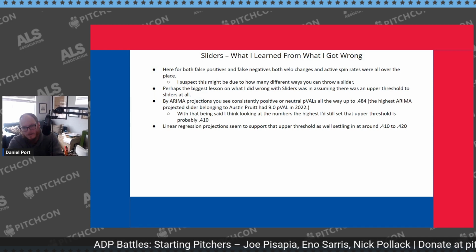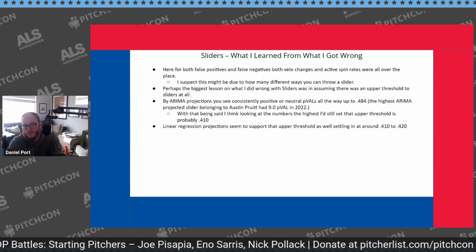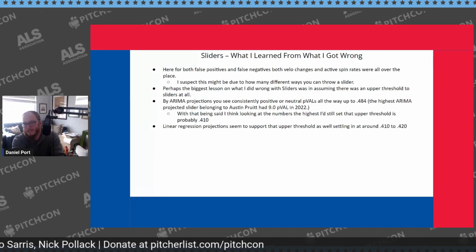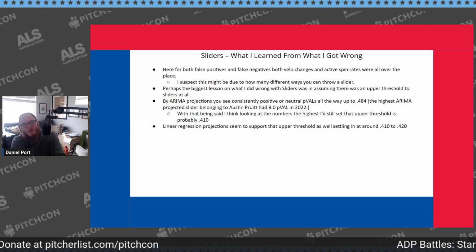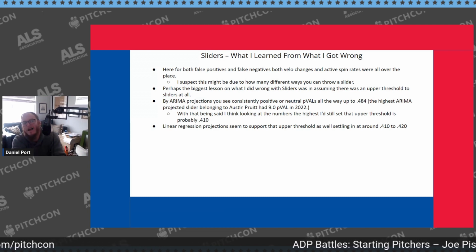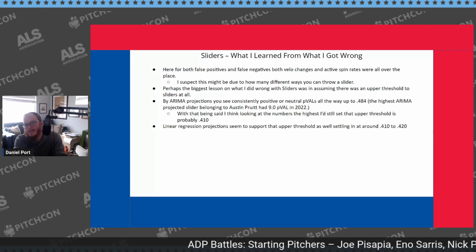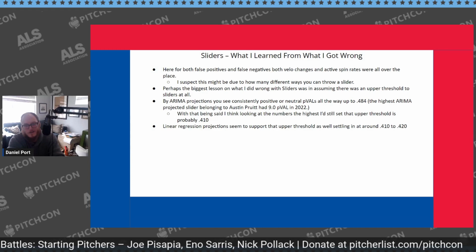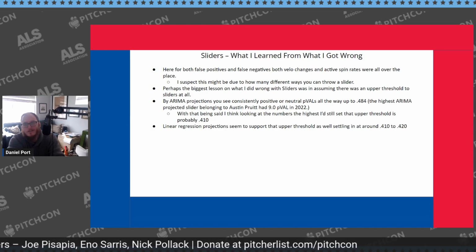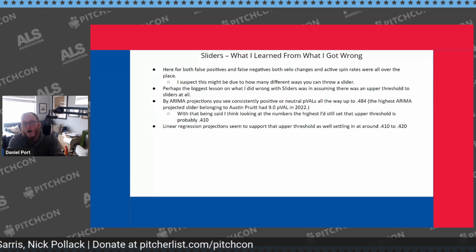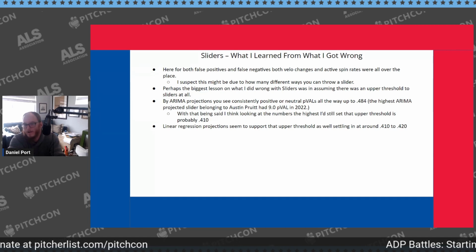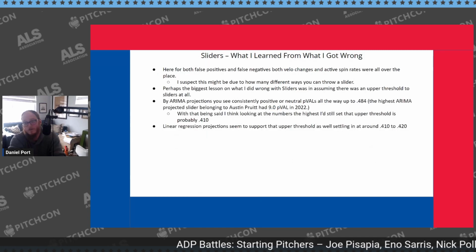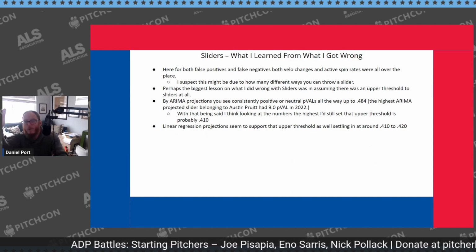What I did wrong is I assumed at some point there was an upper threshold to sliders, that if you threw a slider down in the zone enough, at some point you would become too predictable. I've said that over and over. And the 2022 data doesn't seem to imply that's the case. If you looked at the ARIMA projections, you could see consistently positive or neutral p-vals all the way up to 0.484, which, if you remember, I was looking at 0.38 as my upper threshold here. 0.484 is a whole lot higher than that.